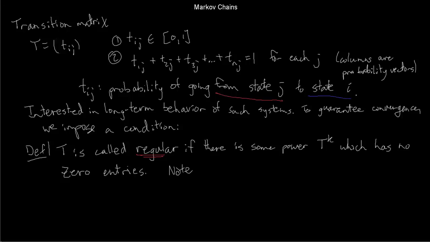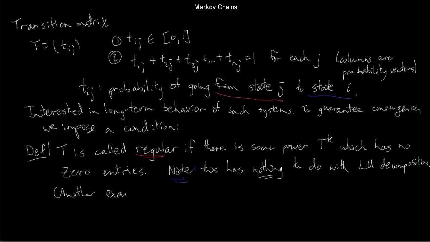But if there's some power of the matrix that has all positive entries, and none of the entries are 0 in, say, the 15th power of the matrix, then I'm going to call the original matrix, T, that transition matrix, regular. And I just really want to emphasize that this is not anything to do with LU decompositions. It's a brand new concept. So the word regular is terribly overloaded in math. It's used in just a million different contexts, and you have to be careful what someone is talking about. This is called semantic overload.